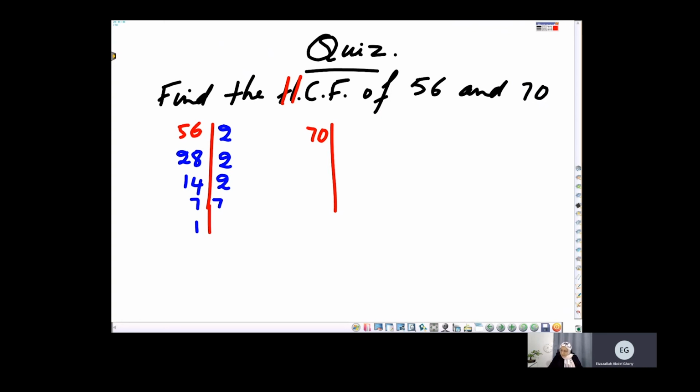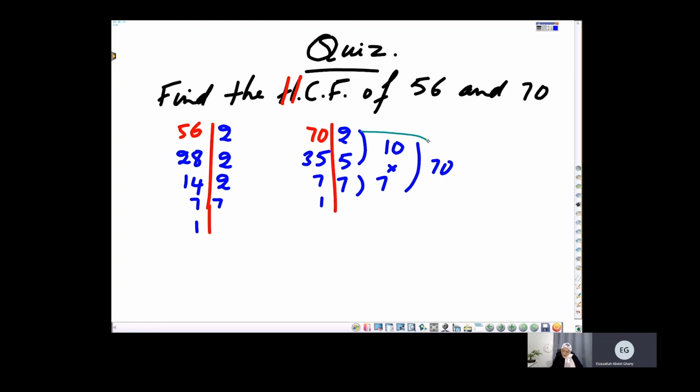Now 70. It's even. I can start by dividing by 5. It's okay, no problem. Sooner or later, you will write the 5. But I prefer ascendingly. Start with the 2. 70 divided by 2 is 35. Divided by 5, it is 7. Divided by 7 is 1. If you want to check your work, this is 10. If you multiply 10 by 7, yes, it is 70.